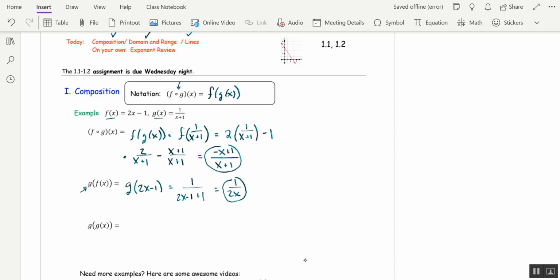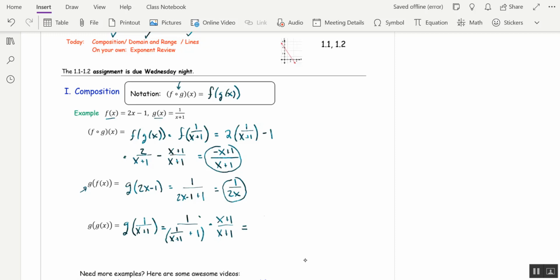Okay, last one, g composed with g. So I want to do g to 1 over x plus 1. Now g says, take whatever is in the parentheses, put it in the denominator, and add 1. All right, this is a complex fraction. In this case, if I multiply this whole fraction by x plus 1 over x plus 1, I'm just multiplying by 1, so that's okay.